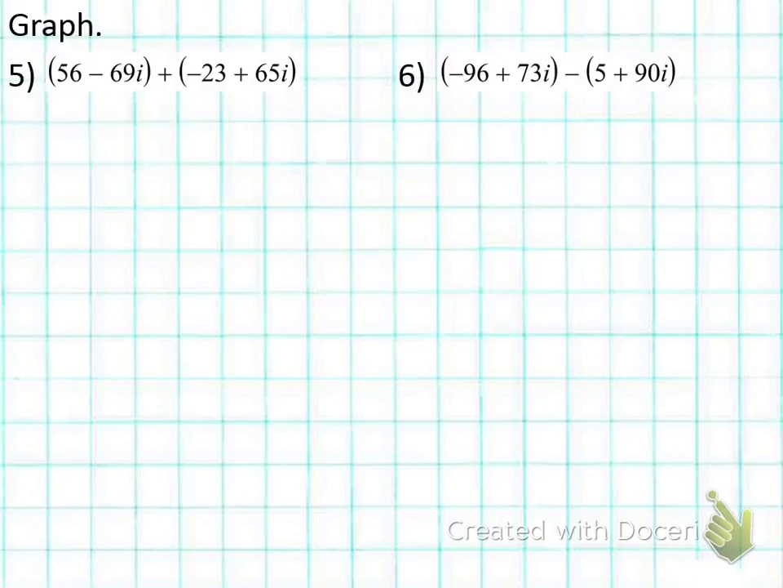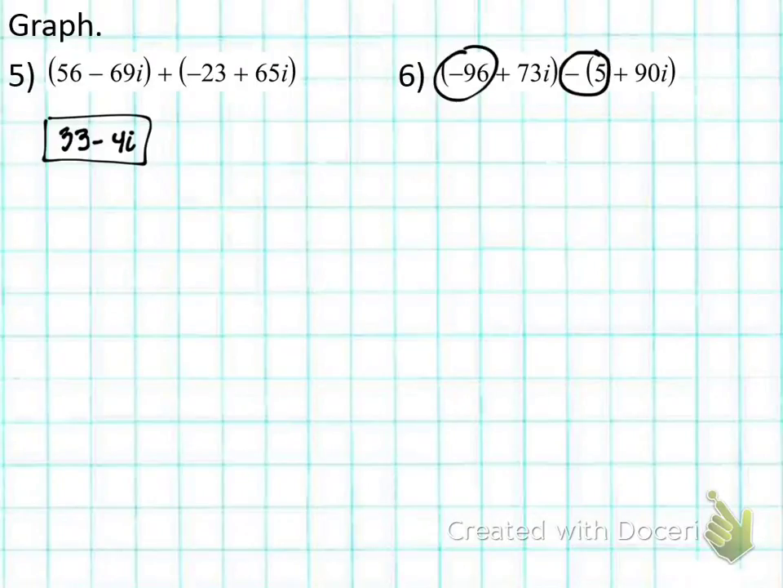Number 5. Okay? Go. 3 minus 4i. That's your final answer. Okay? Last one, number 6. Go. What's negative 96 minus a positive 5? Negative 101. Right? What's 73 minus 90, or positive 90? Negative 17i.